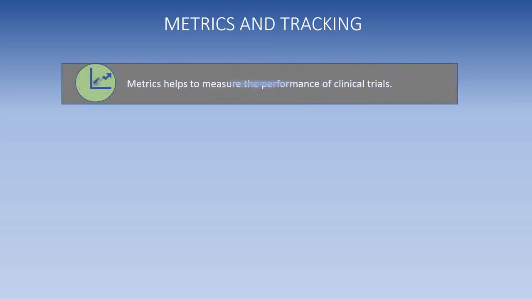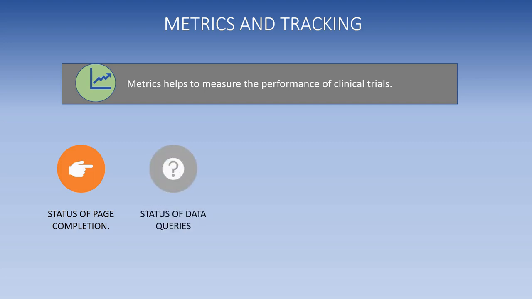Metrics and tracking. Metrics help to measure the performance of clinical trials. Common reports generated by a clinical trial data manager include, but are not limited to, status of page completion. This is to know whether the page is complete, incomplete, or untouched. Status of data queries. This is to know the number of outstanding queries.